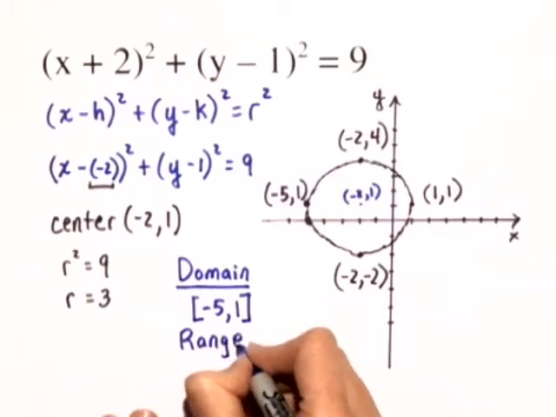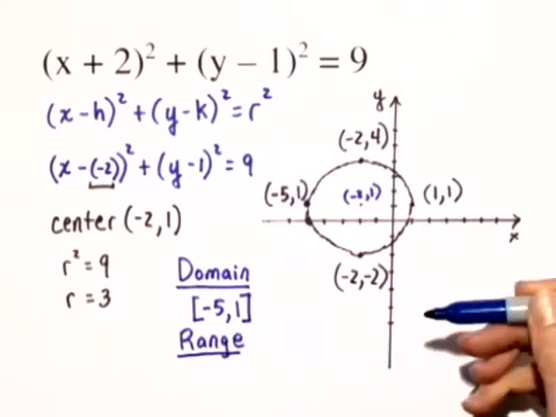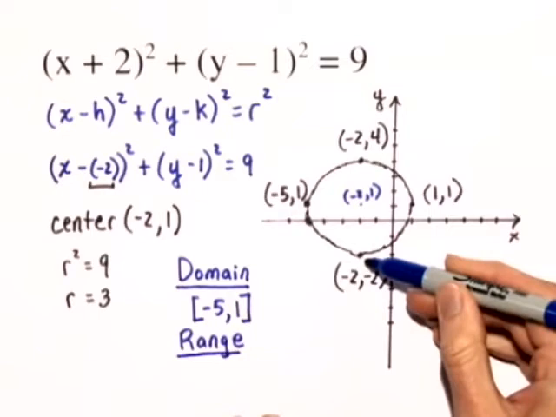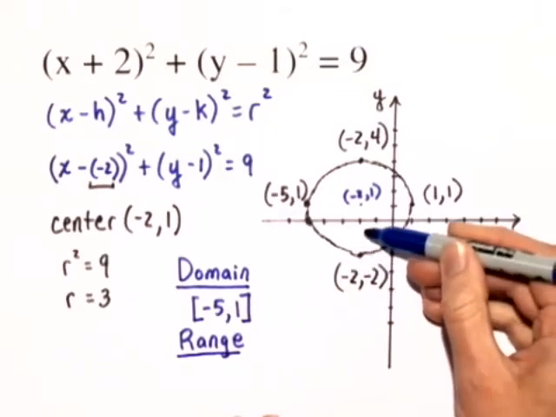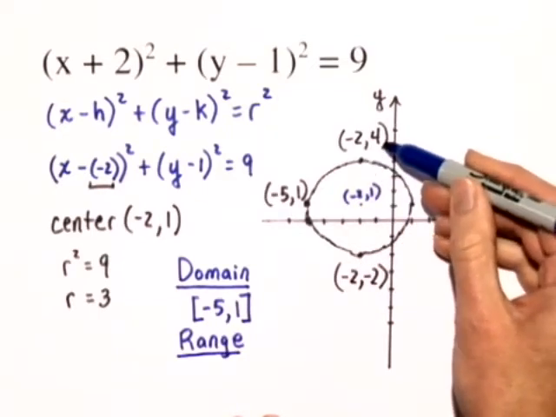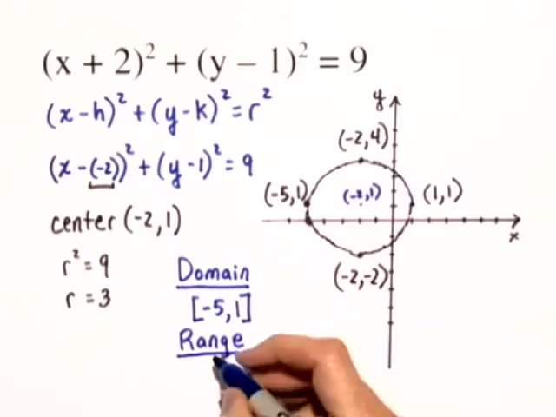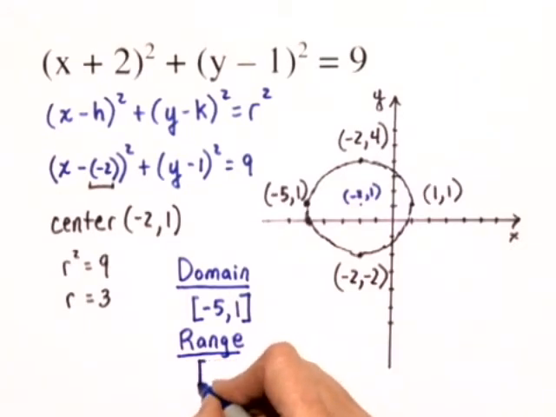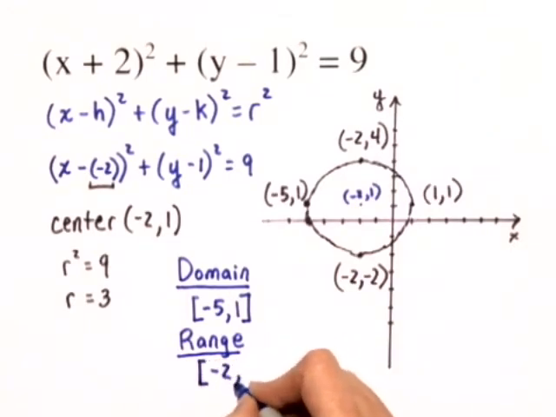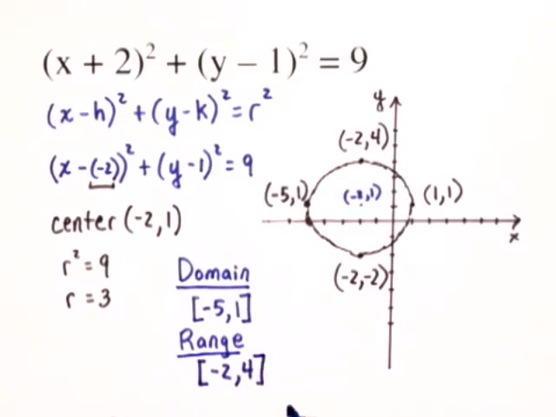The range are the y values, and we can see the lowest y value occurs at a y value of negative 2, and it goes up to a high y value of positive 4. And that's again on a closed interval from negative 2 to positive 4.